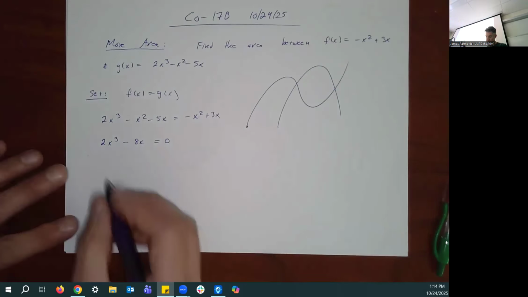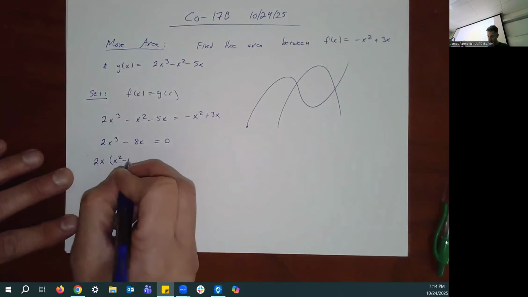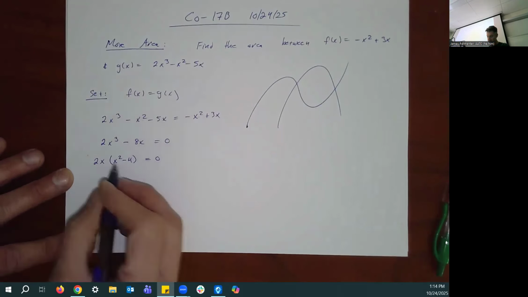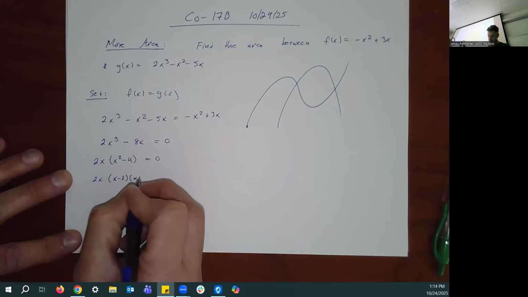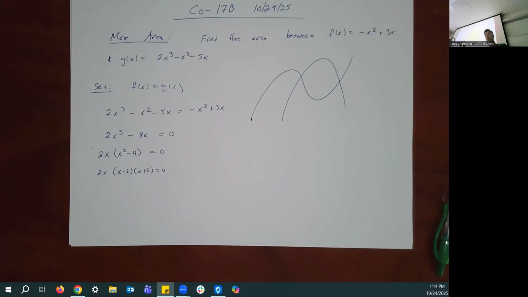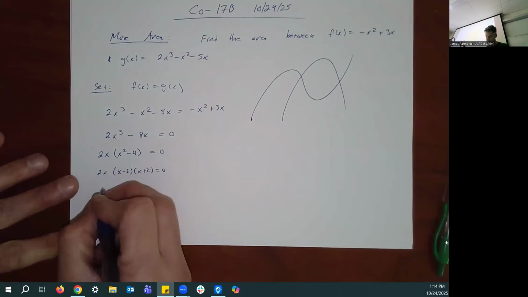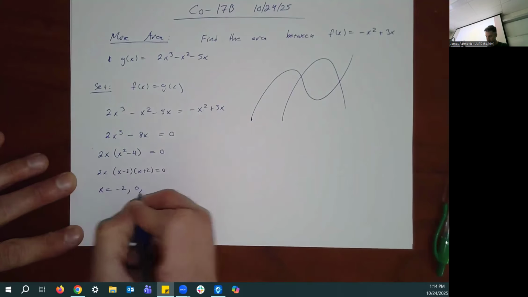We should factor. I can factor out a 2x, and I'm left with x squared minus 4. If I factor this even more, I've got 2x times x minus 2 times x plus 2 equal to 0. So it looks like I have not two, but 3 points of intersection here. My points of intersection, in order, are x equal to -2, 0, and +2.